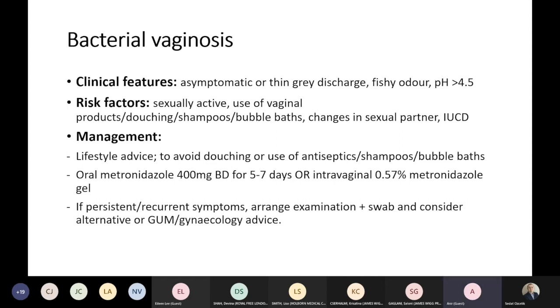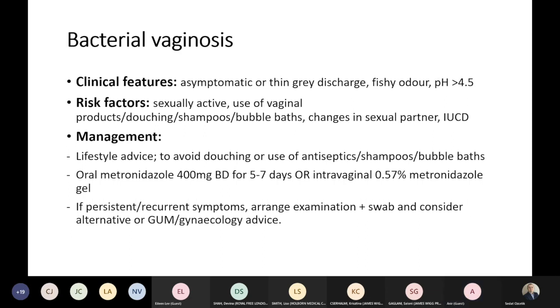What are the risk factors for BV? We've said it's commonly seen in sexually active women, but it's very much associated with a change in the vaginal flora. So it tends to be associated with use of vaginal products, douching, shampoos, bubble baths, but it can also be more common in ladies who have had a recent change in their sexual partner or who have the copper coil. So how do we manage it?